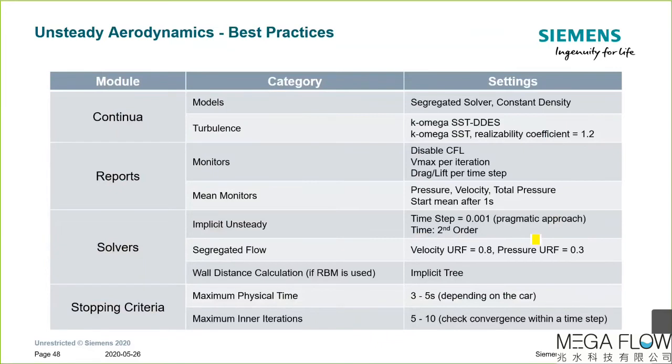When we look at the best practices for unsteady aerodynamics, one important aspect is, of course, that we are using the segregated solver. A segregated solver iteration is just much faster than a coupled solver iteration. What else is important? Time step size, which I'm going to talk about on the next slide. As I said, relaxation factors depend on your setup. Physical time, I have another slide about that. And the max iterations. You have to check convergence. Again, it depends on the case.